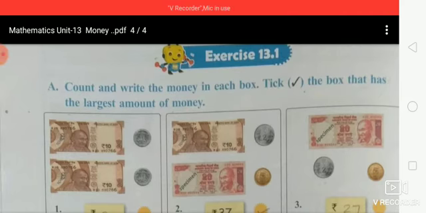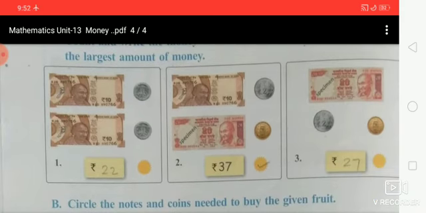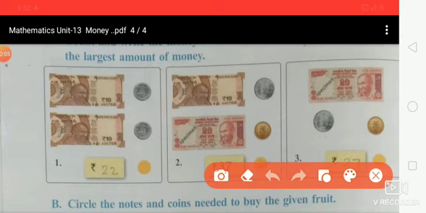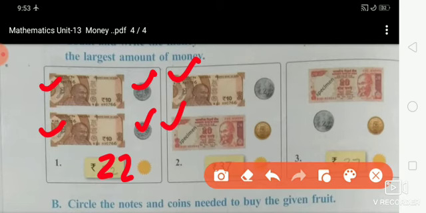Count and write the money in each box. Tick the box that has the largest amount of money. Okay, so first look at this picture. 10 rupees note, 10 rupees note, 10, 10, that is 20, plus a 1 rupee coin, 1 rupee coin: 10, 10, 20, 1 and 2, 22 rupees. Okay.